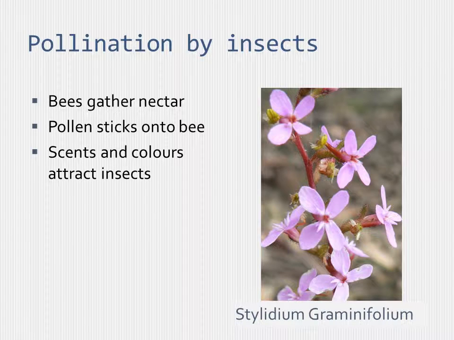Pollination by insects. Stylidium graminifolium is pollinated by an insect. Bees crawl into the flower to gather nectar. The flower automatically sticks the pollen onto the bee, where another flower will pick it up in the stigma. Bright colors and strong smells attract insects onto plants such as these.